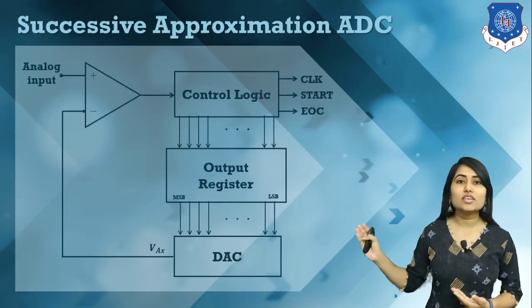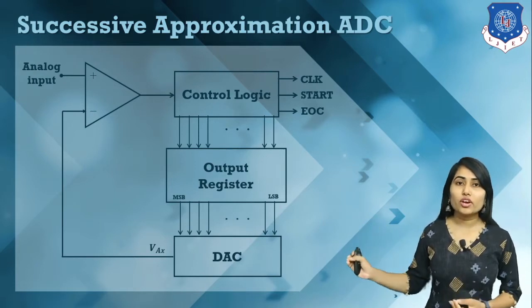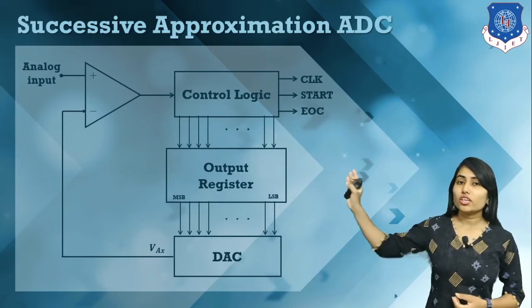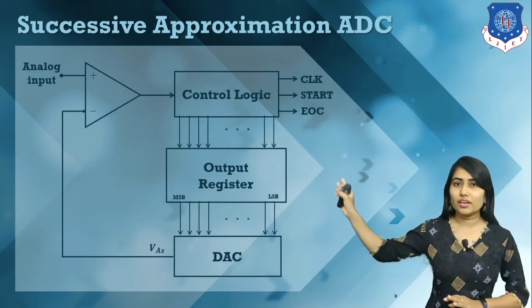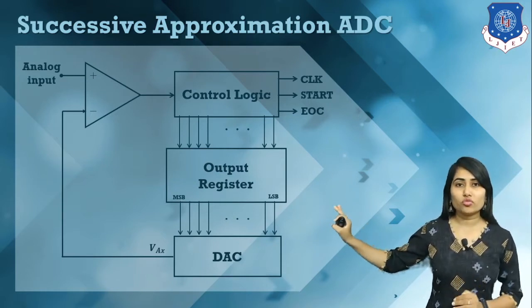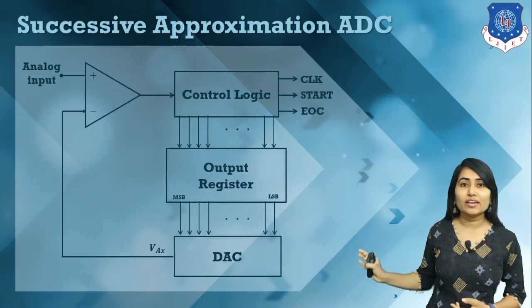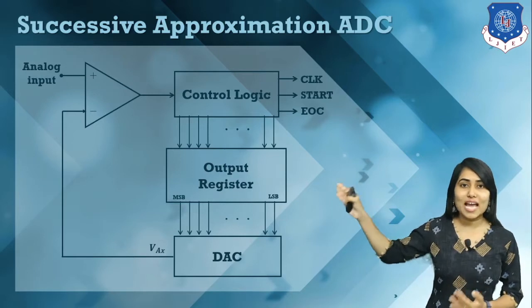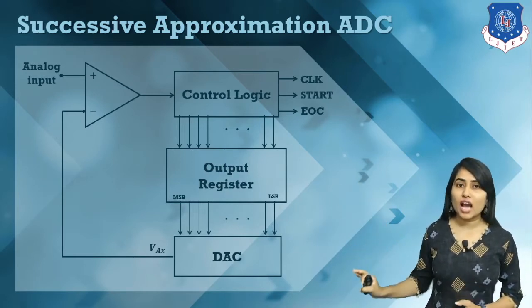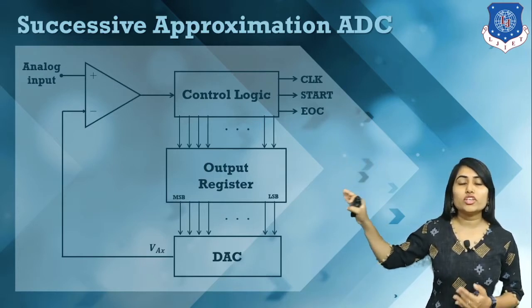Here we have the basic circuitry for the successive approximation analog to digital converter, a simple circuit to convert analog information into digital form. First we have an operational amplifier comparator. This triangle is our comparator, in which we compare two values: our analog input and the output of the digital to analog converter, that is the input voltage and the output voltage of the DAC.